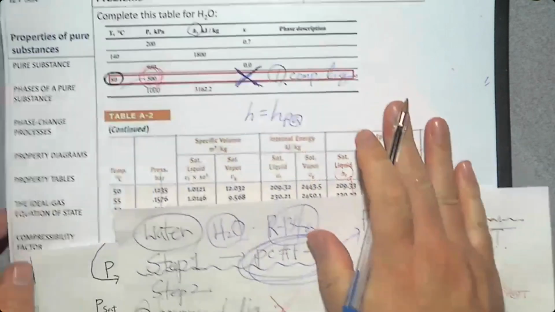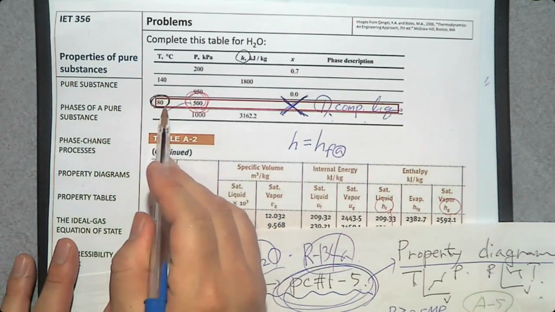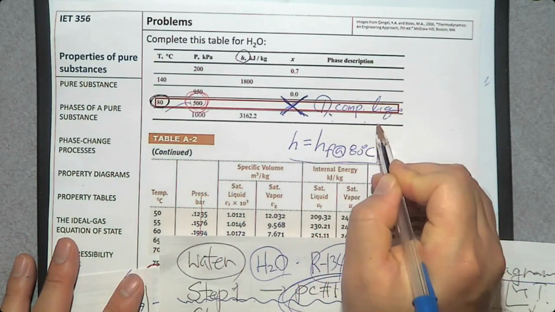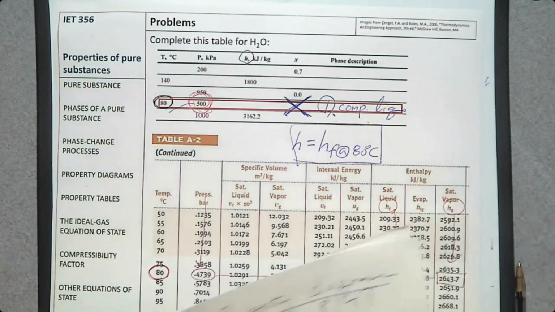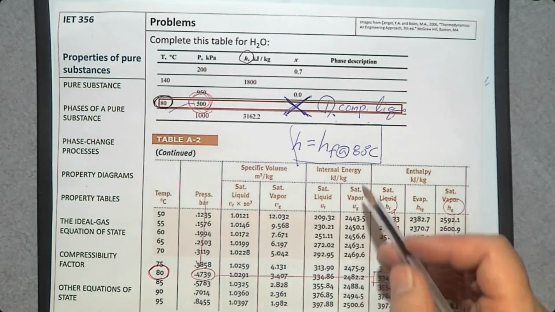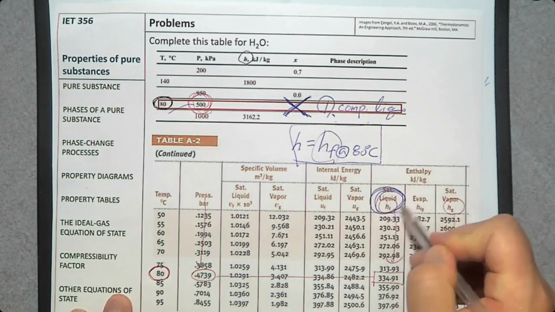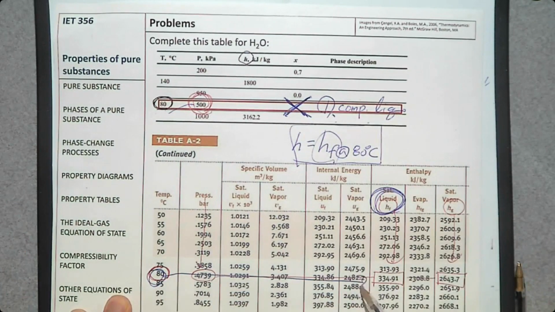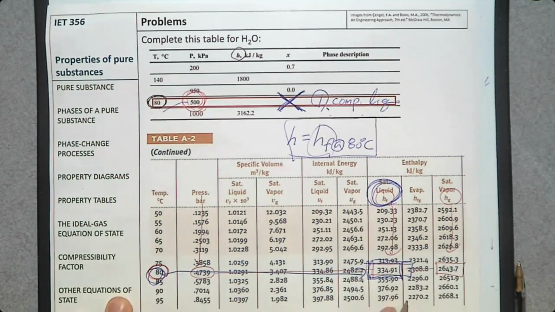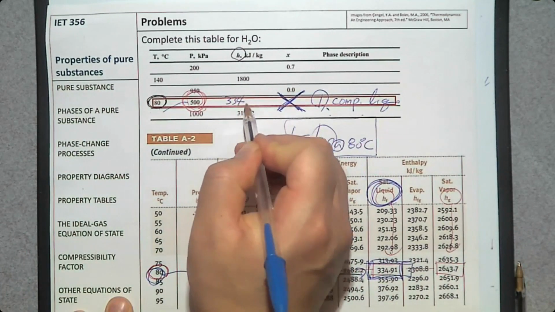What T? 80 degrees Celsius. So where is hf at 80? hf, this one, at 80, 334.91.